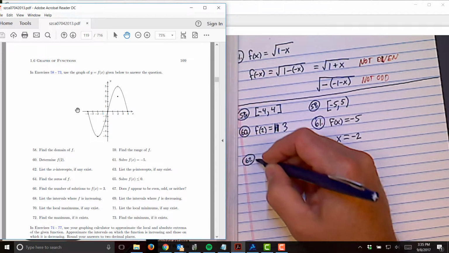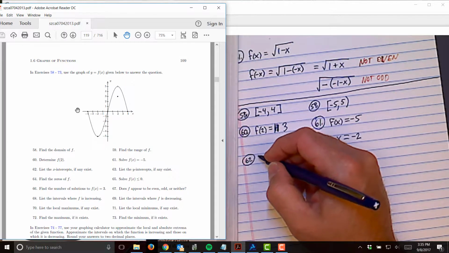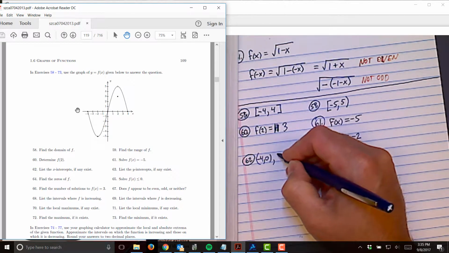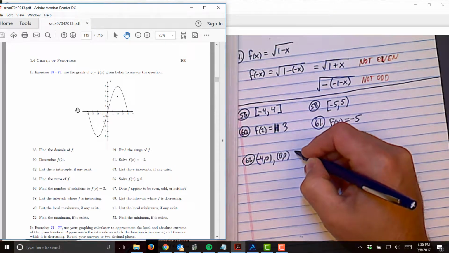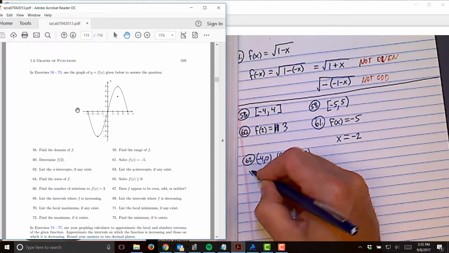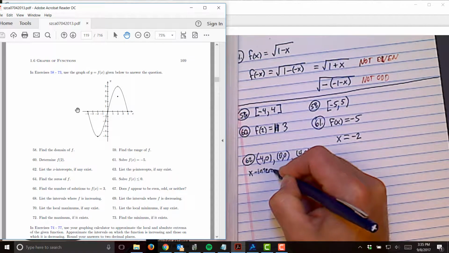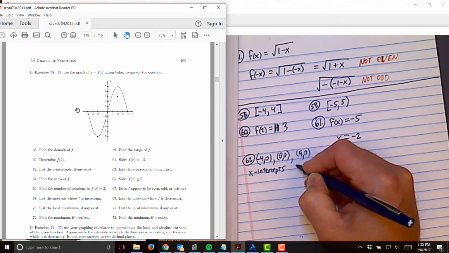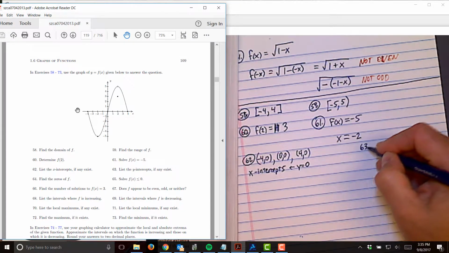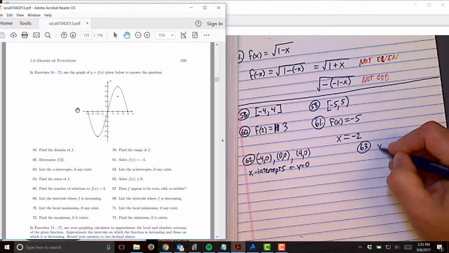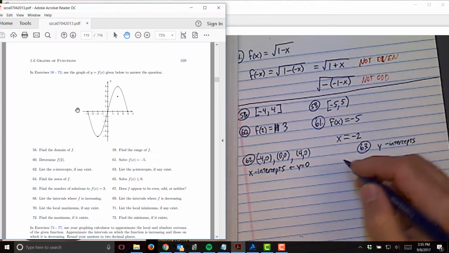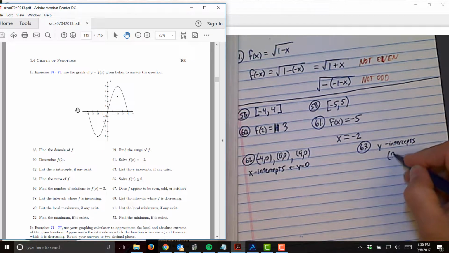62 asks me for x-intercepts, and I'm seeing -4, 0, I'm seeing 0, 0, and I'm seeing 4, 0. Notice that for x-intercepts, if they intersect the x-axis, we always have y equals 0. Over for 63, when they ask me for the y-intercepts, well, that's going to be when x is 0. And the only point that has x equal to 0 for this function would be 0, 0.